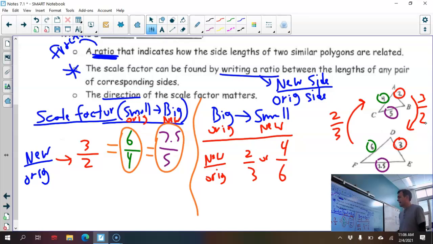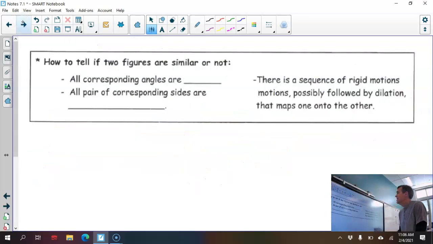All right, so what does the scale factor do for us? We're about to see what the scale factor does for us, but this just shows you how to calculate the scale factor. Let's move on.